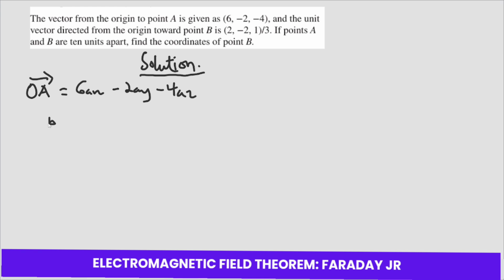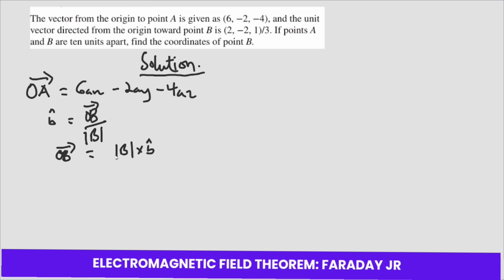So let's say this is our unit vector. Our unit vector is equal to the vector OB all over the magnitude of B, right? So if I want to get my vector, I will equate it to the magnitude of B multiplying my unit vector, and I'm going to get exactly my coordinates.